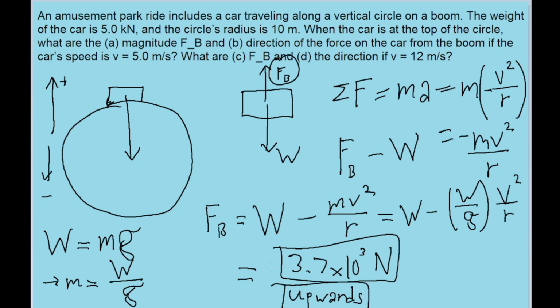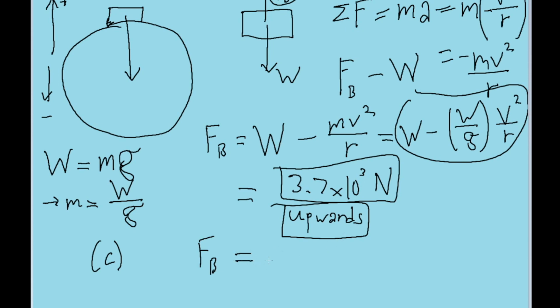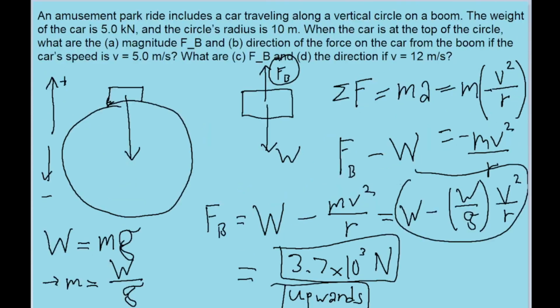But now let's look at parts C and D, where now the speed has been increased to 12 meters per second. So we can just do the exact same thing. I'm going to label this as part C first. So we can use this exact same equation that we found above. We'll use the same equation, the weight minus the weight over g times v squared over r, except now we're going to use 12 meters per second for v. And this time we find that the force F sub b is equal to negative 2.3 times 10 to the power of 3 newtons.